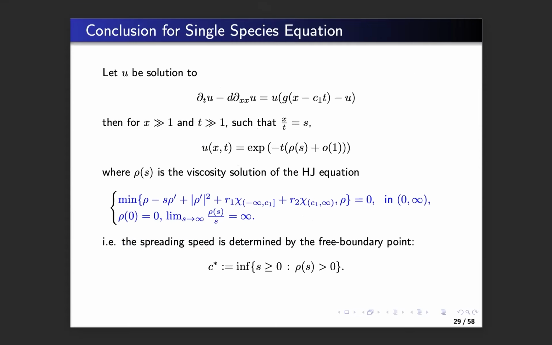Here's the summary. You take us to this shifting habitat problem. The rate function is of this form. If you can show uniqueness to this problem, then the spreading speed is determined by the free boundary. This rho starts with 0 and then grows superlinearly. The free boundary deciding where rho is 0 and rho is positive is the spreading speed. It determines the spreading speed C star.